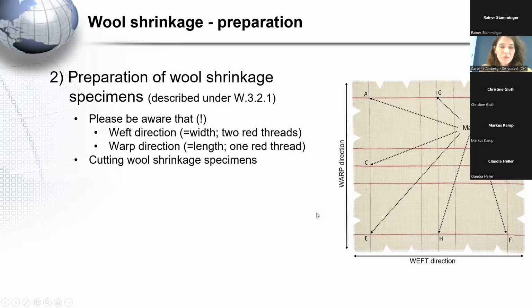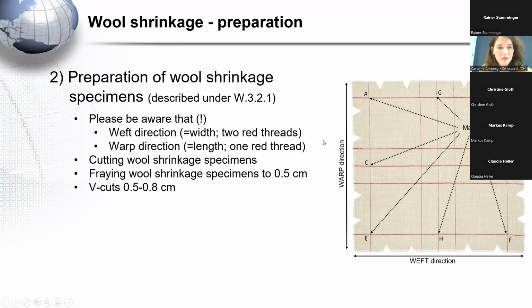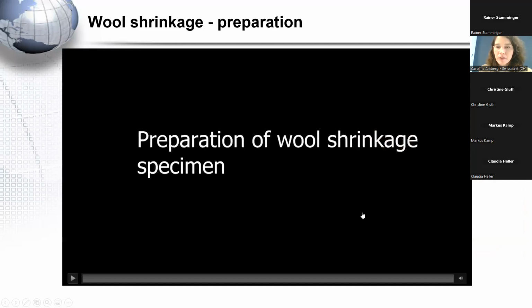The first step is to cut these wool shrinkage specimens. You get it as a fabric. And then the next step, you fray the edges to 0.5 centimeters. You make these V cuts, so 4 of these V cuts on every side of the shrinkage specimen. So I think those are the first preparation steps. You will see that in this video sequence again.